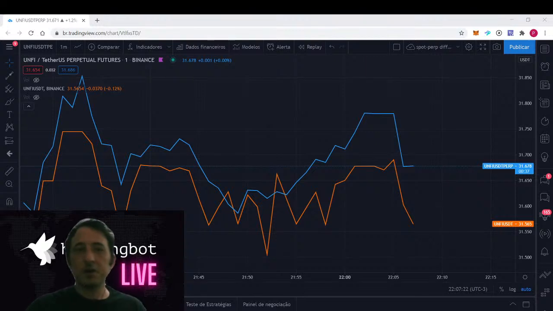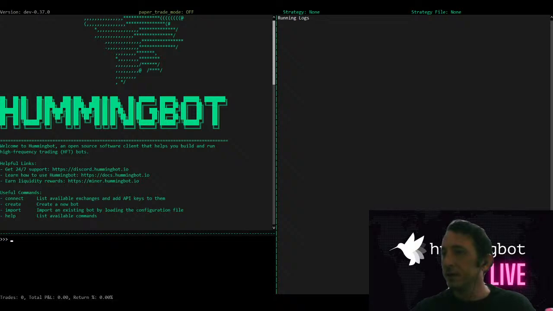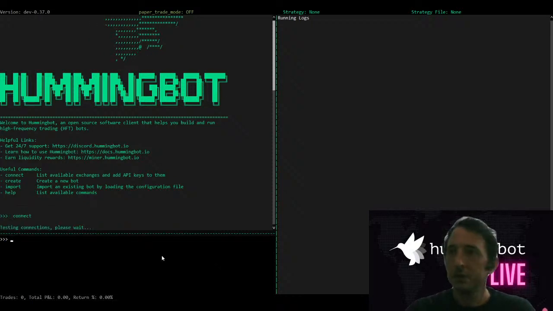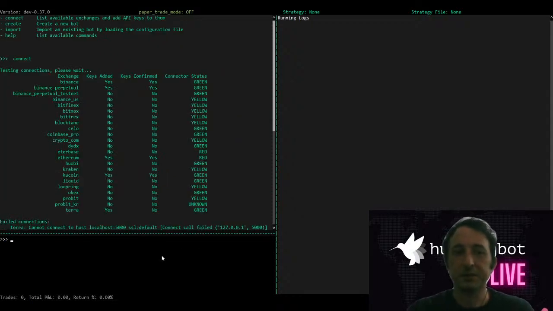Okay, so let's show how this works on the bot, right? Here we have our Hummingbot ready to go. To start the strategy, the first thing you have to do is create the strategy. I'm assuming that you already connected to the market. If you want to check if everything is connected, you type the command connect here.